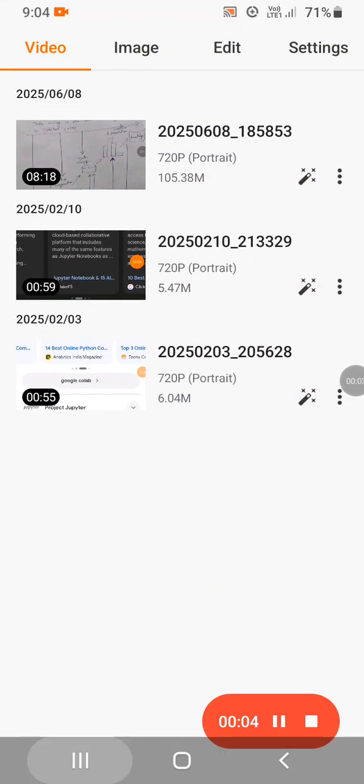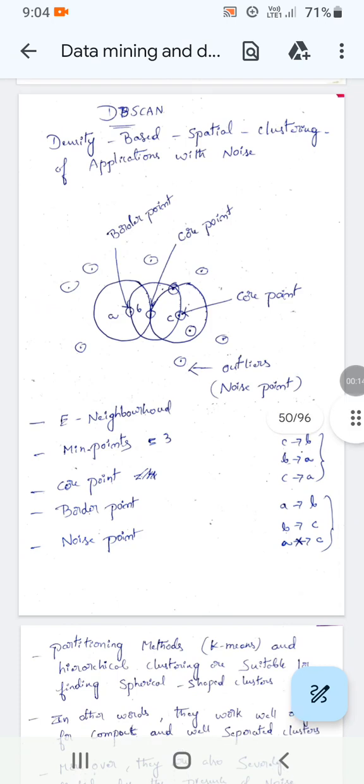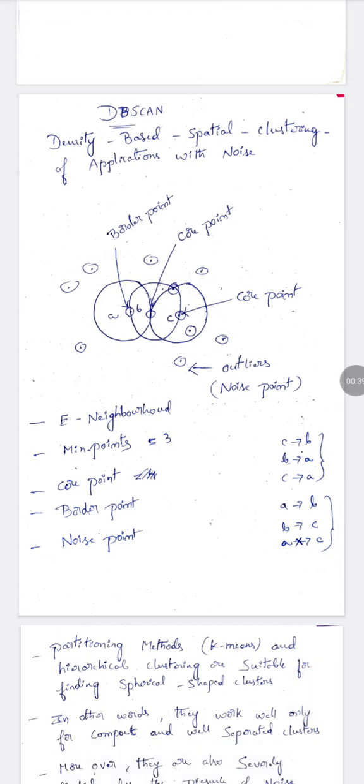Today I am going to explain density based spatial clustering of application with noise, nothing but the DBSCAN algorithm. The full form is DBSCAN, the density based spatial clustering of application with noise. It's a very good algorithm. It is also used in data mining and warehousing techniques, and in updated machine learning applications, and it is also used for research purposes.